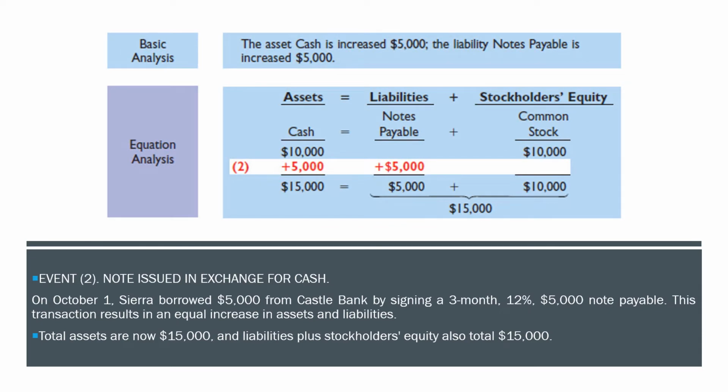So event 2, note issued in exchange for cash. On October 1st, Sierra borrowed $5,000 from a bank by signing a 3-month, 12%, $5,000 note payable. This transaction resulted in an increase in asset and liability. So total assets are now $15,000 and liability plus stockholders' equity is also $15,000.